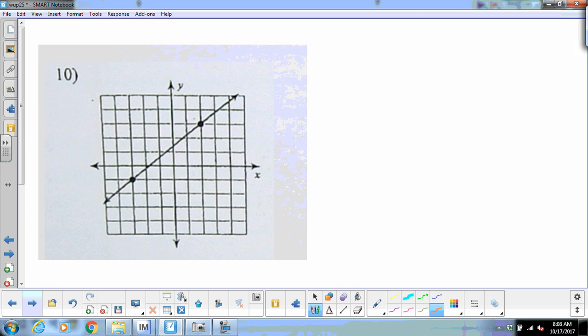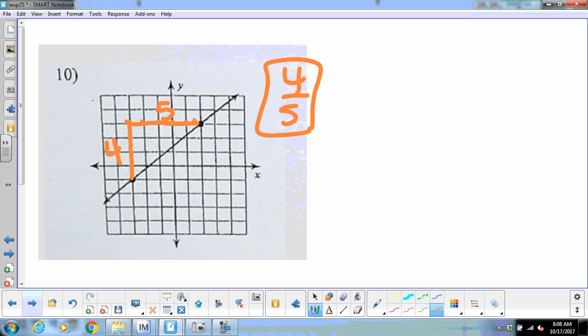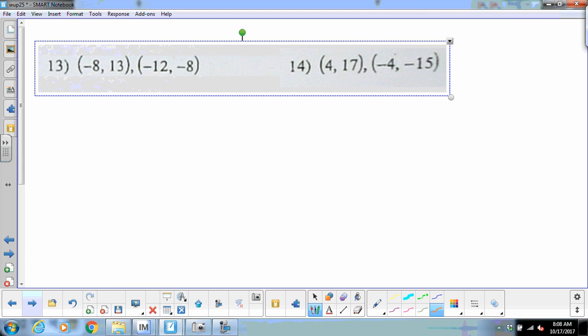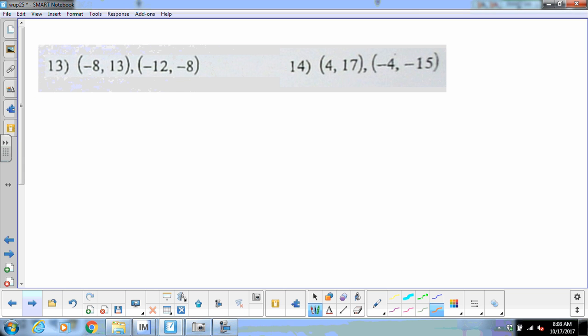So number 10, you can either count or do the slope formula. If you count, it's going to be up 4 over 5, so our slope is going to be 4/5. All right, and then that takes us to number 13 through 20, which are just your slope formula.